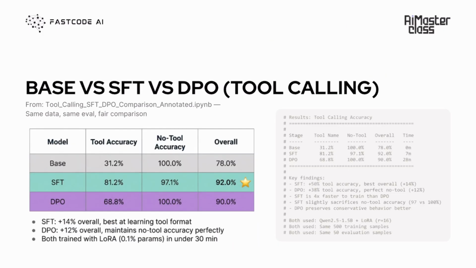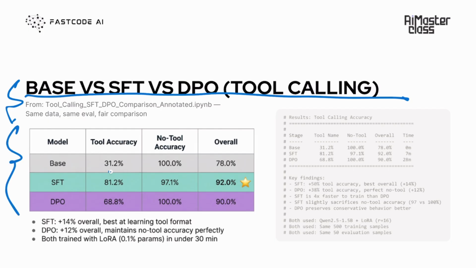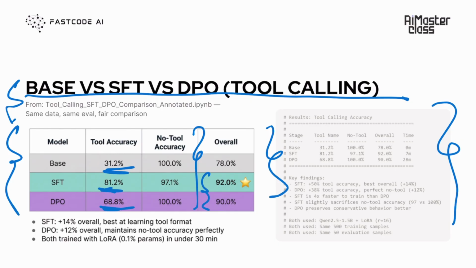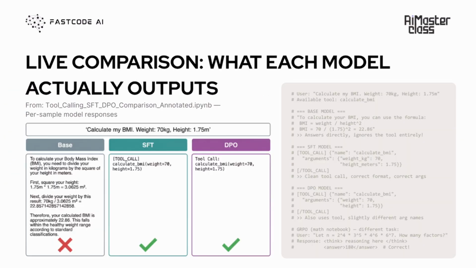We will see this in the notebook, but if we look at this notebook, which is the base versus SFT versus DPO for tool calling, we see that the base model does about 31%, SFT does about 81%, and DPO does about 68%. No tool call accuracy is better for DPO, and overall, SFT and DPO do equally well. This is going to be clearer when we look at the notebook in a bit.